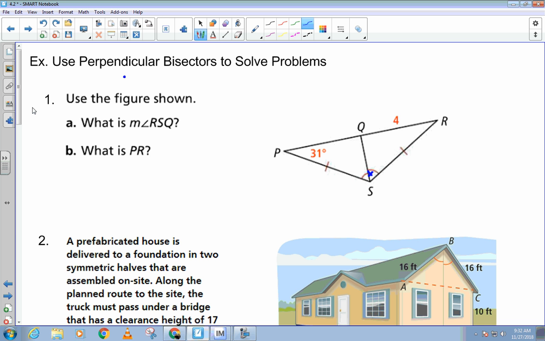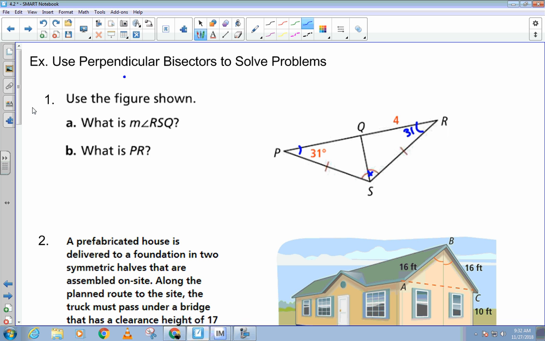SR is equal to PS, right? Which means what about the angles? They're equal, right? So if this is 31, then this is 31, right? Now, you see how this QS bisects angle S?